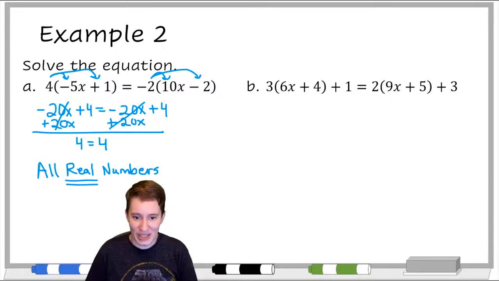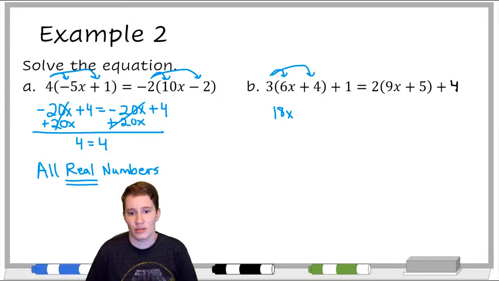Okay, all right, B. We've got this lovely equation that obviously looks completely tight and not at all like I messed up and had to change it and re-record. But it's fine. Let's distribute and do all that stuff. So 3 times 6x is 18x, and 3 times 4 is 12. Don't forget about this plus 1.